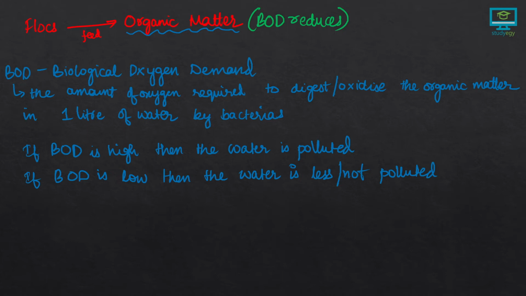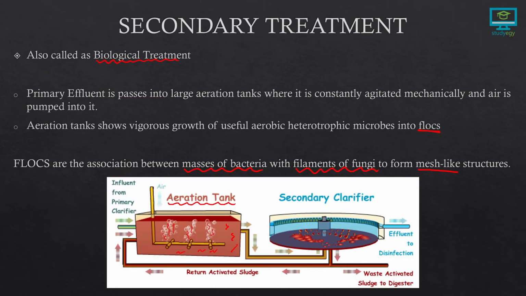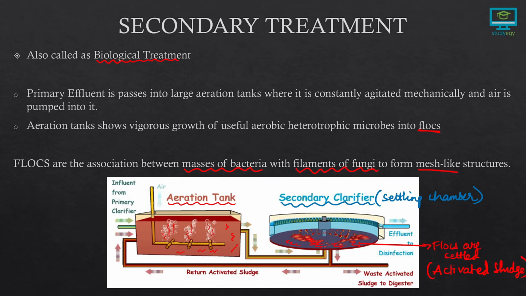So now what happens, after all these flocs feed on the complete organic matter, it is sent to the secondary settling chamber. This is the settling chamber where these flocs are allowed to settle. You can note here, flocs are settled. These are now called activated sludge.